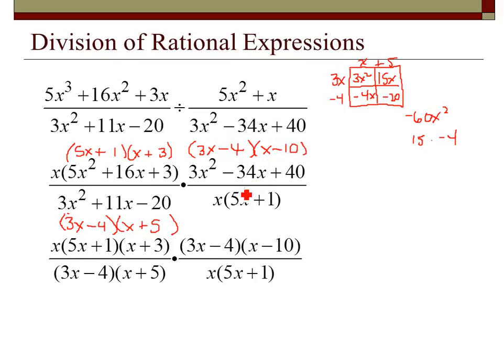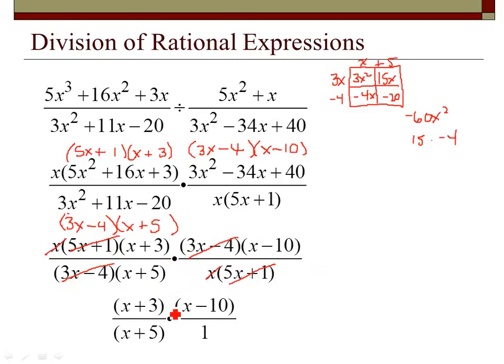Okay, so this gets us down to these terms. Now again, we're going to start seeing what we can cancel. So I can cancel the x, cancel the 5x plus 1, cancel the 3x minus 4. Okay, and nothing else cancels. Now I've got x plus 3 times x minus 10 over x plus 5. You might be able to leave your answer this way, but just in case, the answer is multiplied out. We can just multiply this out. So we get x squared. I get negative 10x plus 3x is negative 7x minus 30 over x plus 5.